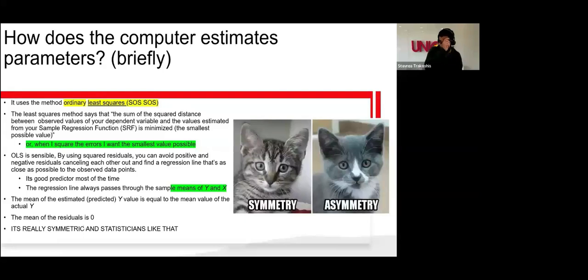And because we saw from our normal distributions webinar that symmetry is something that statisticians really like, and it has these symmetric properties, it means it's good.